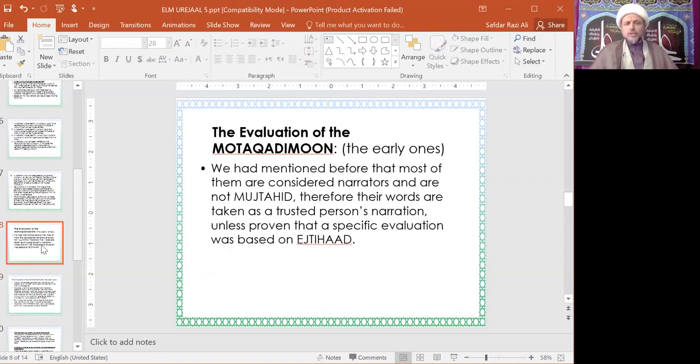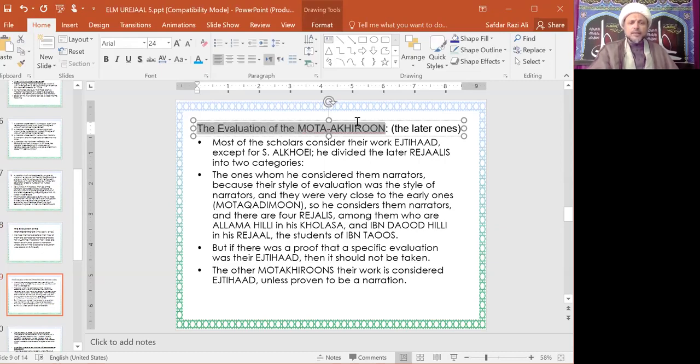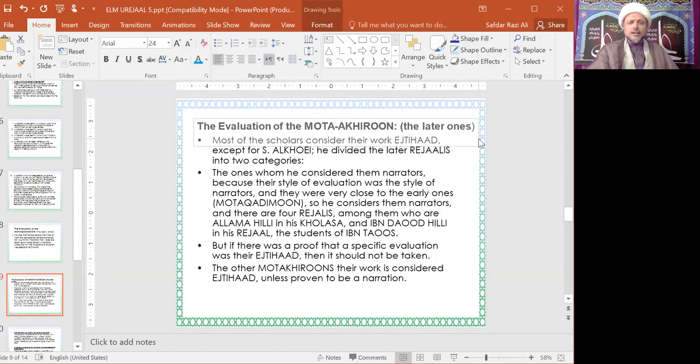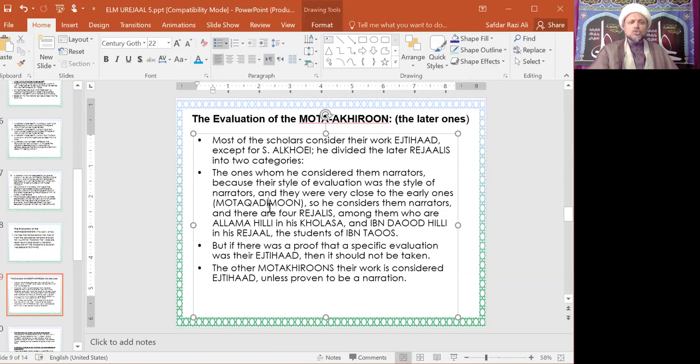Okay, so the evaluation of the mutaqaddimin. We have mentioned before that most of them are considered narrators and are not mujtahid. Therefore, their words are taken as a trusted person's narration unless proven that a specific evaluation was based on ijtihad. We explained this previously. And then what about the mutaakhireen? There are arguments here. They are the later ones. Remember, they are the scholars who came after Sheikh al-Tusi. Most of these scholars are considered mujtahideen, most of their work, except for Sayyid al-Khu'i.